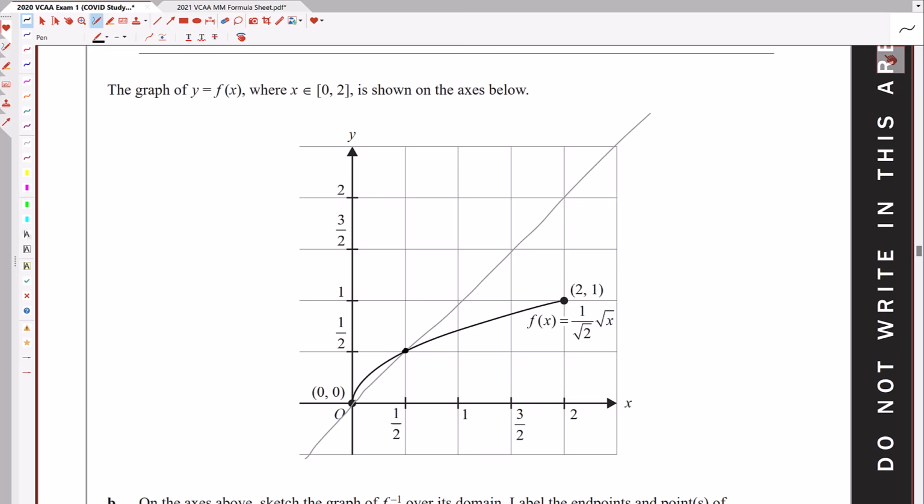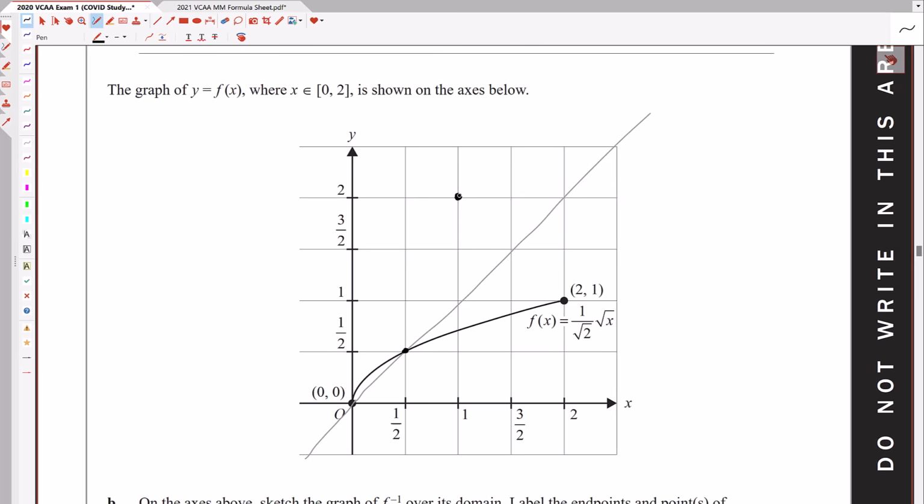Reflecting in y equals x switches all your x and y values. So the point 0, 0 is still going to be 0, 0 because the x and y values switch. The point 2, 1 is going to become the point 1, 2. And I recall in the examiner's report they mentioned a number of students worked out that the endpoint was 1, 2, but they didn't put it in the right place. So you've got to use the scale. So that's 1, 2 there. You can't have it anywhere other than that.